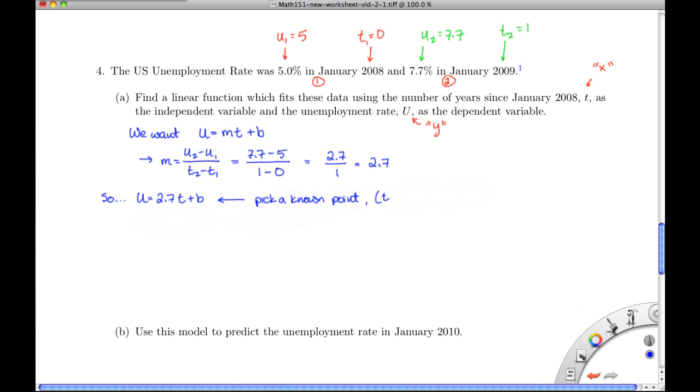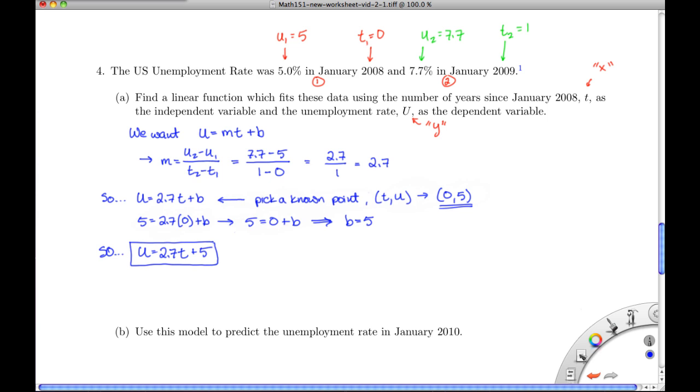In this case, our point will be some point t, u. And let's pick the point t equals 0, u equals 5. If we use that point, we're going to have 5 is equal to 2.7 times 0 plus b. This is going to give us 5 is equal to 0 plus b, so we get b is equal to 5. Now you probably were able to recognize that our y-intercept was going to be 5 because of this point. This is what the coordinates of a y-intercept look like: x is equal to 0, y is equal to 5. So maybe we didn't need to do that, but it's good to see it nonetheless. Now we've got all the information, so we know that our function is u is equal to 2.7 times t plus 5, and that's the linear function that represents the data they were giving us.